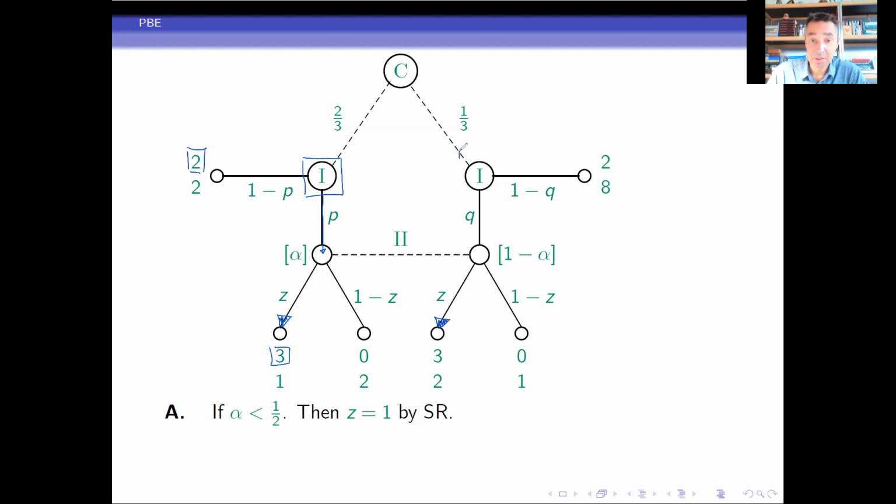And in the same way, you can verify what will happen here. If player 1 moves over here, he gets 2. And if he moves downwards, we go here and he gets 3. So also Q will be 1. That's part of sequential rationality, right? Sequential rationality is playing best responses.